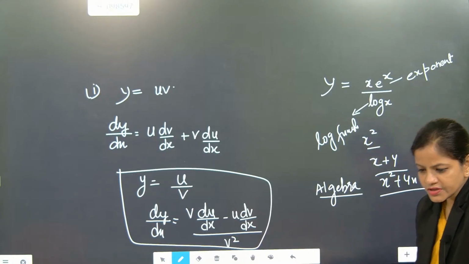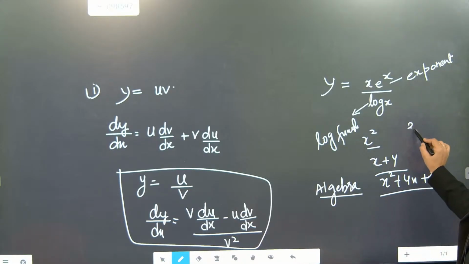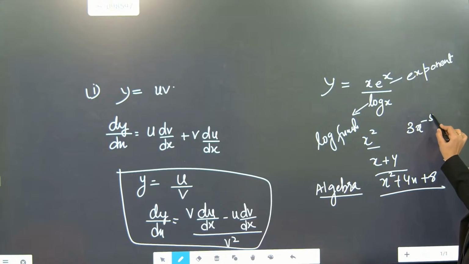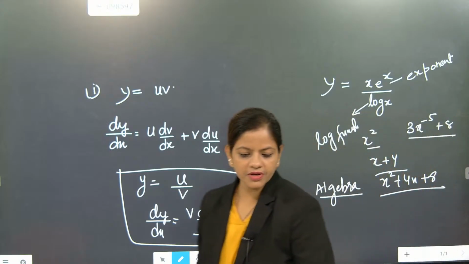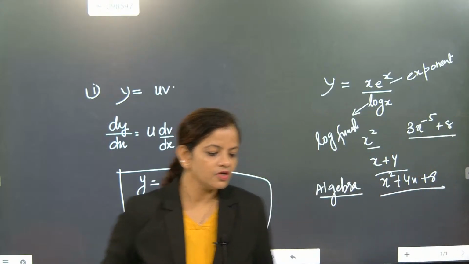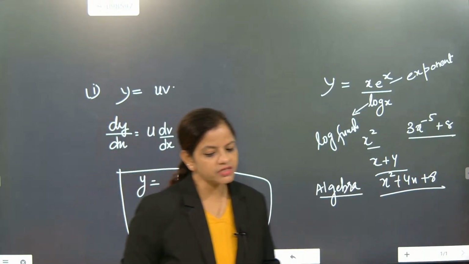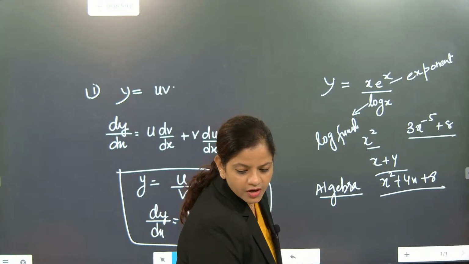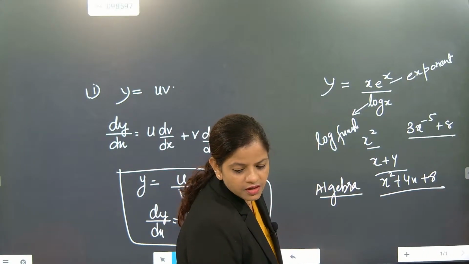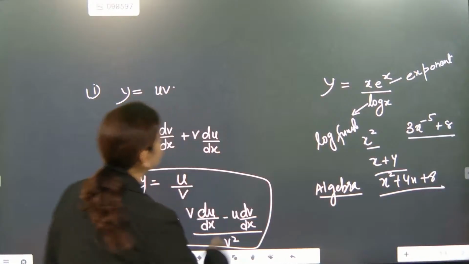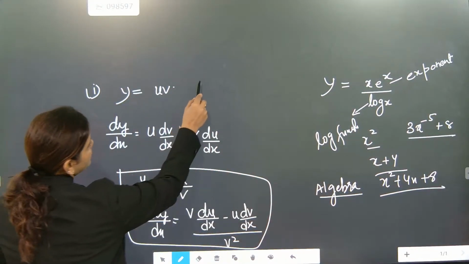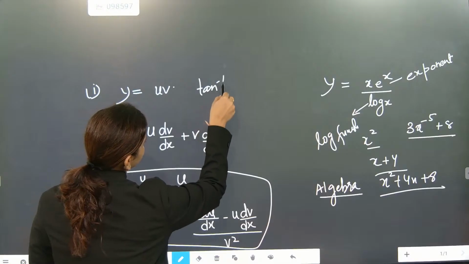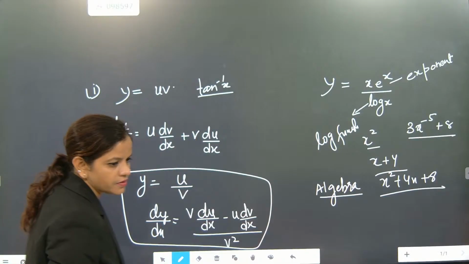If any function is written like 3x to the power minus 5 plus 8, this comes under inverse function. All these are different sections and they work differently. So the inverse function part is considered as inverse function. Inverse function means tan inverse x is also considered as an inverse function.